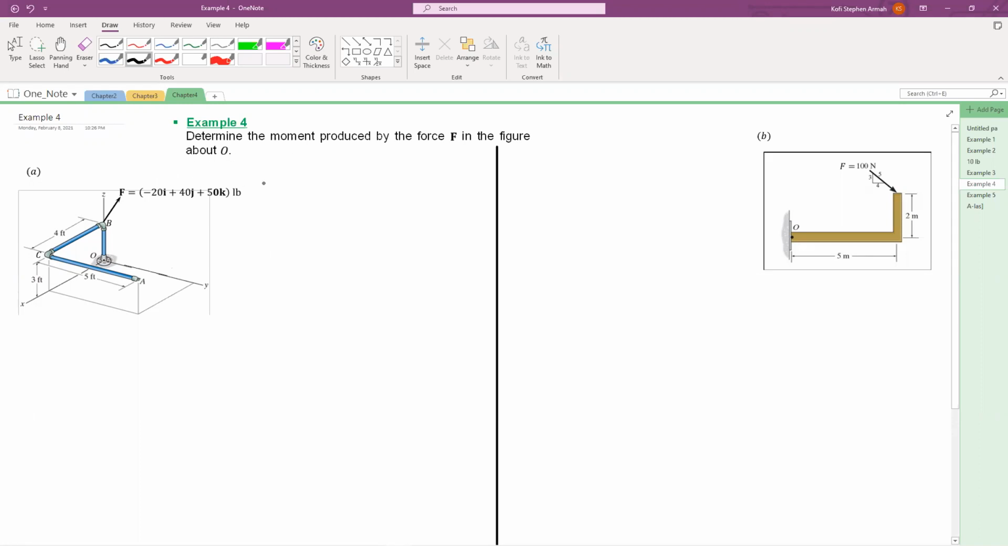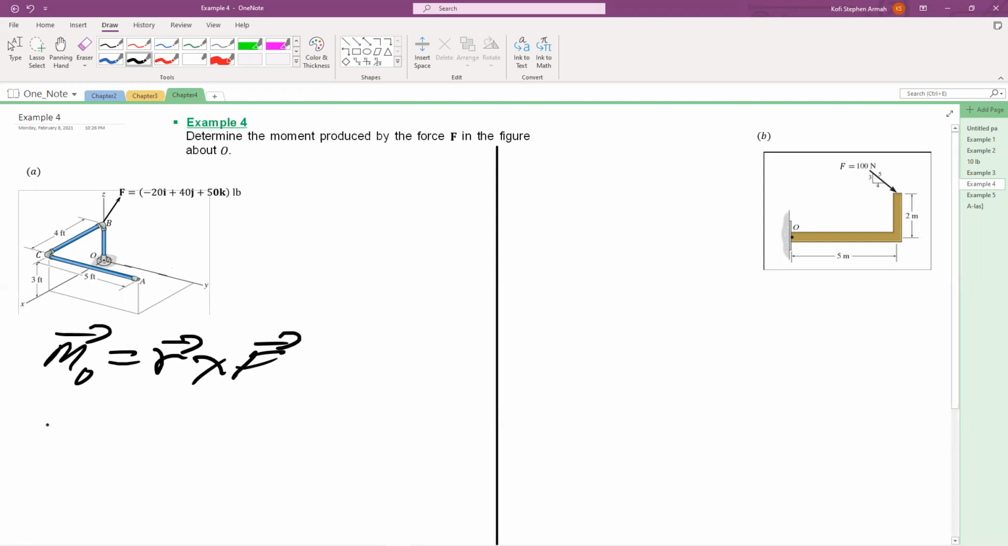The force F is given. If it's not given, you know what to do. We've done that in the chapter. You'll be given some information to write it down. So the only thing we need to know is the moment arm, the arm of the moment, R. So moment about O vectorially is given as R cross F. So F is given, we don't know R.